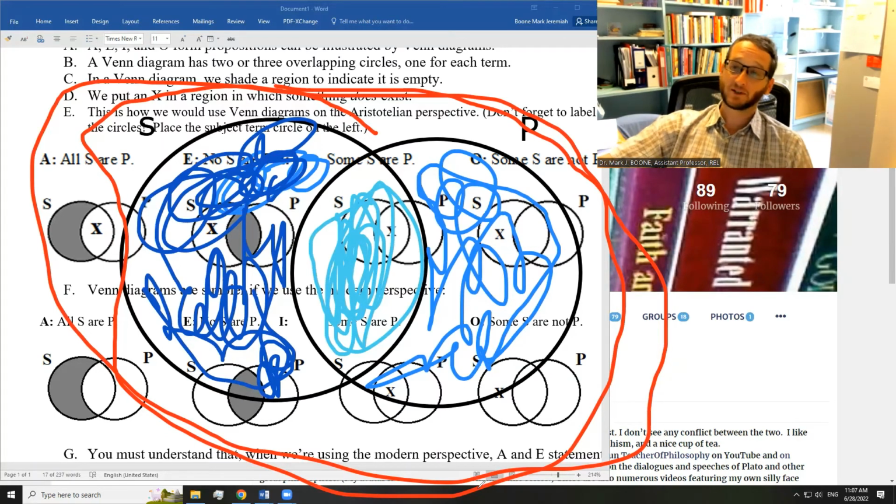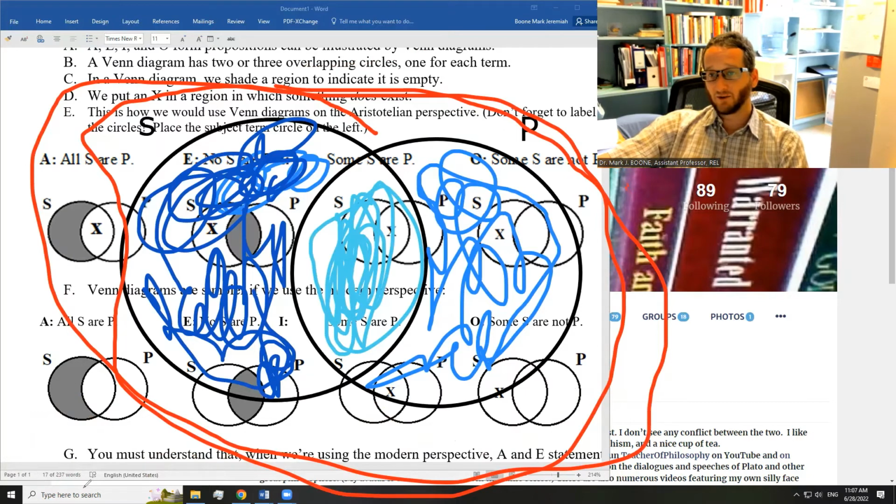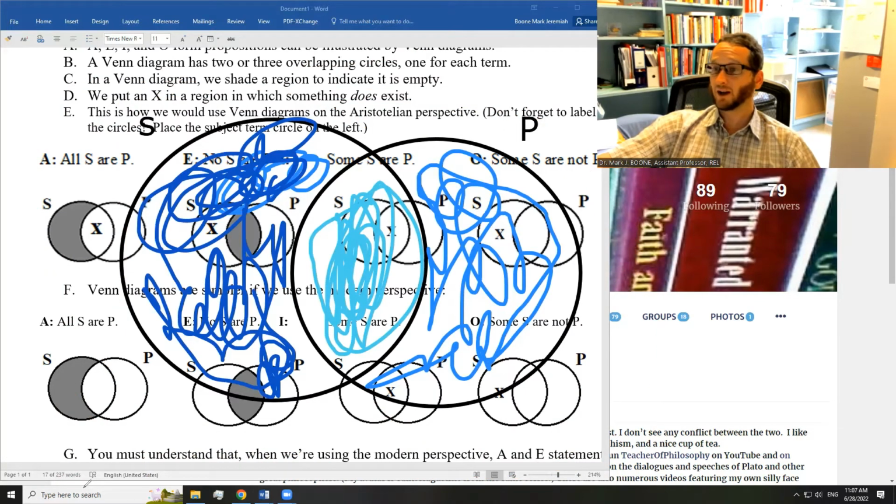Our categorical propositions, though, will not make statements about anything outside the circles. That's theoretically covered by a Venn diagram, but we don't need it. A Venn diagram will only be needed to chart categorical propositions, which are only going to make statements about what is within the circles. Okay, now the next thing I wanted to clarify was this.